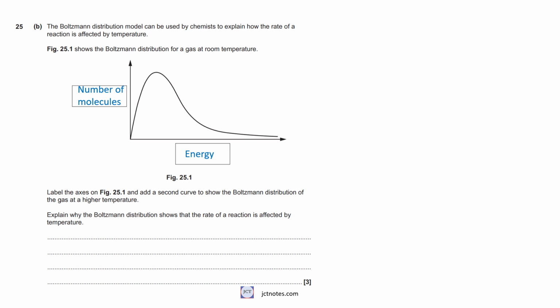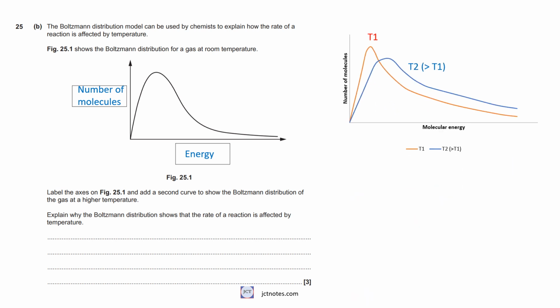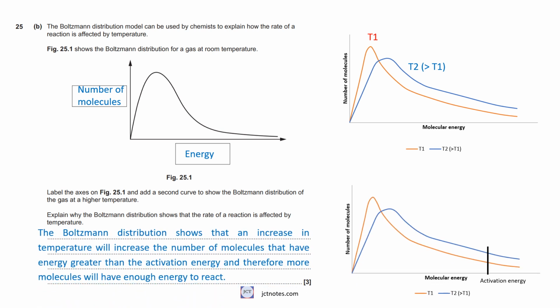A curve at higher temperature will need to: first, start close to zero. Second, not touch the x-axis at high energy. Third, have a maximum to the right but lower than the provided curve. Fourth, finish higher than the provided curve. The Boltzmann distribution shows that an increase in temperature will increase the number of molecules that have energy greater than the activation energy, and therefore more molecules will have enough energy to react.